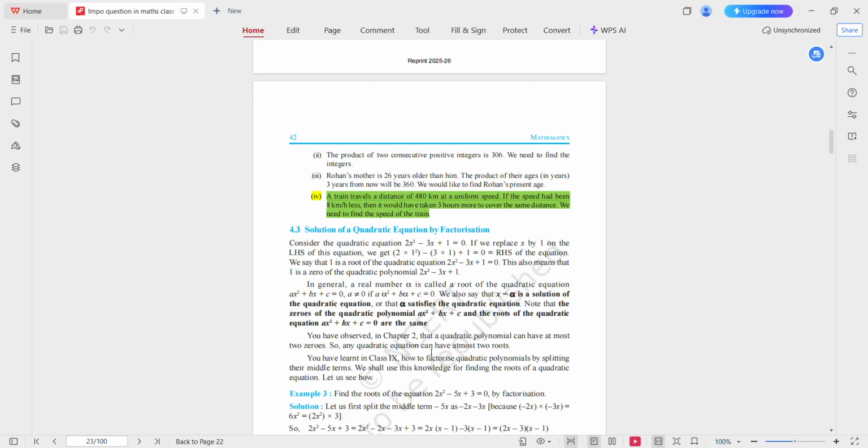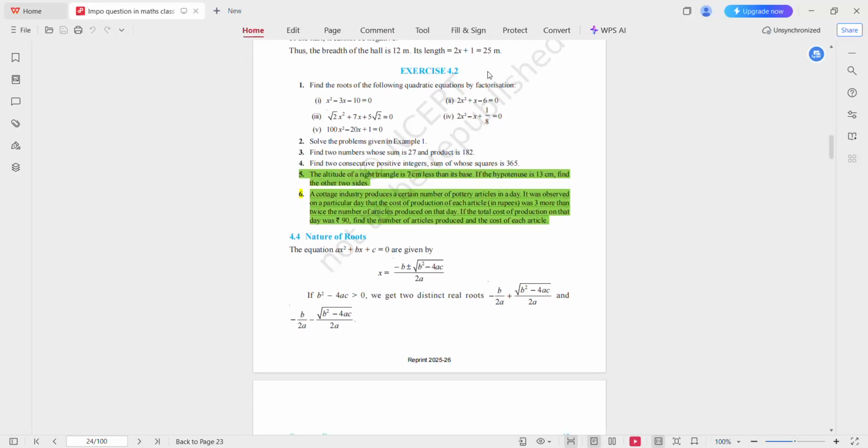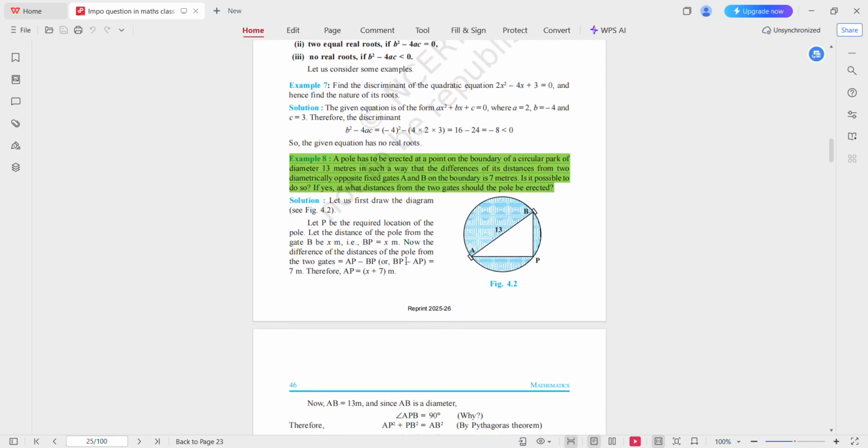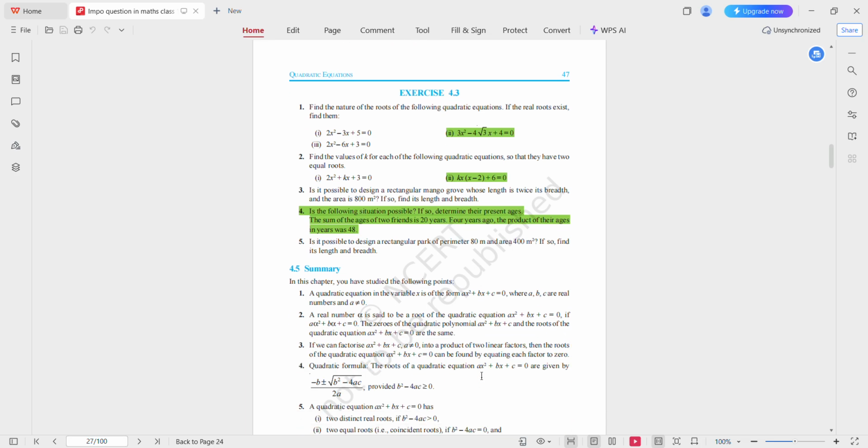Do not skip the questions which I have given here. Practice all the questions which I marked, whether in green or yellow. More precedence should be given to the fourth yellow marked question. In exercise 4.2, the fifth and sixth questions are important. The sixth question has repeated multiple times in multiple exams, so more precedence should be given to it. The eighth example is important. The ninth example is also important.